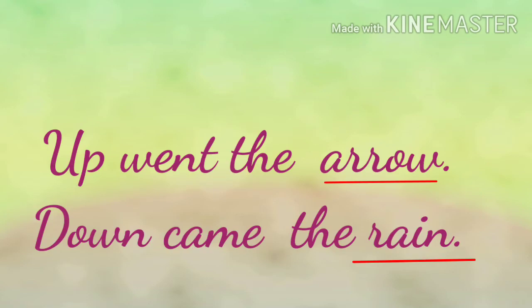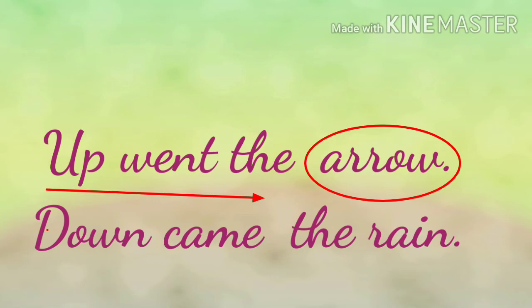Okay, let's take another example. Up went the arrow, down came the rain. Actually, which is the subject here? How can we identify the subjects? Children, sometimes subjects come at the beginning of a sentence. But in certain cases, it can come after the predicate. Here, arrow is the subject. Up went the arrow. And down came the rain. Which is the subject? Rain.